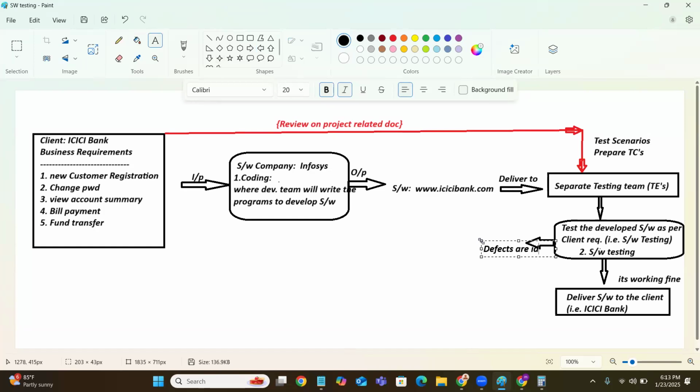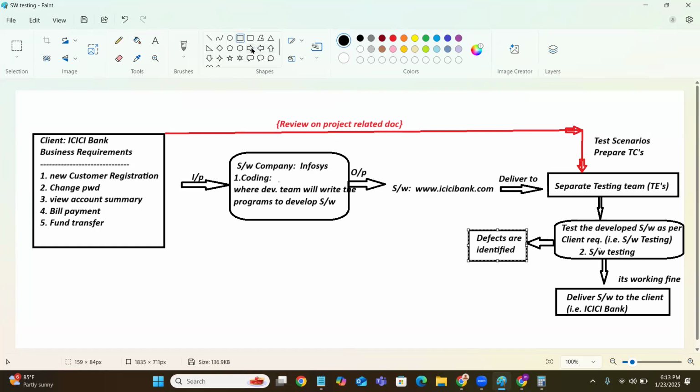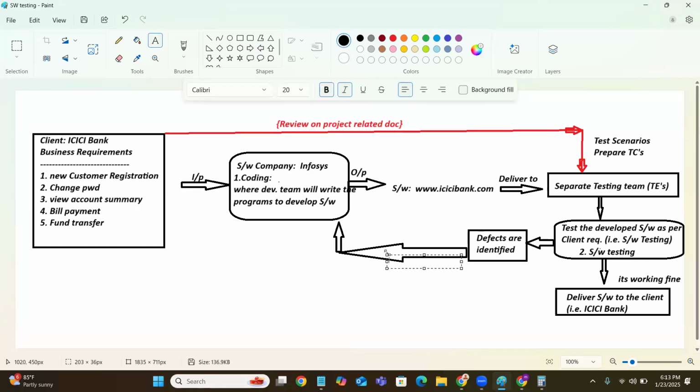Defects are identified. Whenever the defects are identified, the test engineer is not going to solve the defects. What we have to do is report to the development team. We need to intimate the developers. So that is the activity that is going to come: defect reporting.